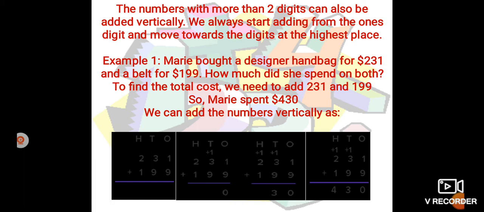Example. Mary bought a designer handbag for $231 and a belt for $199. How much did she spend on both? So, Mary is a girl. She has purchased a handbag for $231 as well as a belt for $199. So, how much did she spend on both the articles?